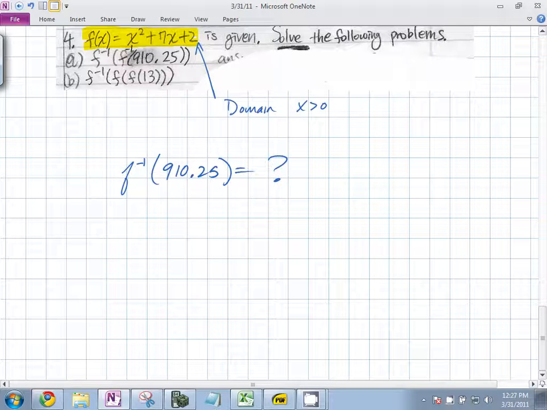You're going to have to go to graphically anyway, because once you start throwing 910.25 into the other side of this equation, is it going to be nicely factorable? Alan's like, yes, that is nicely factorable. No, it's not.